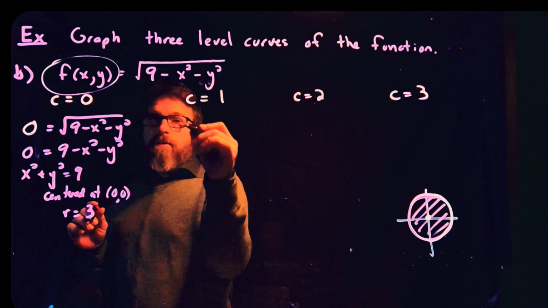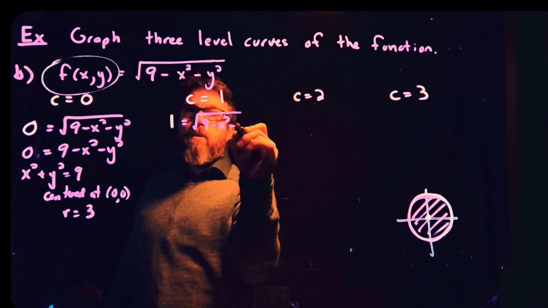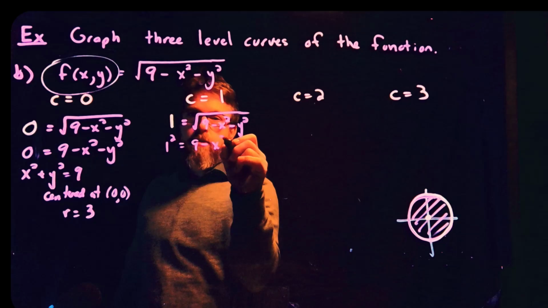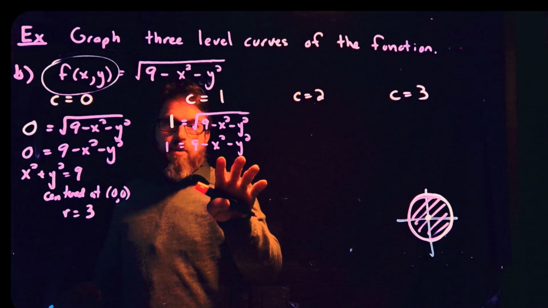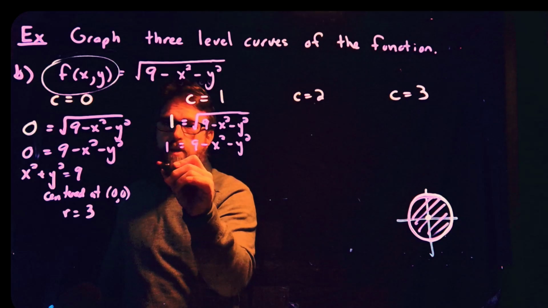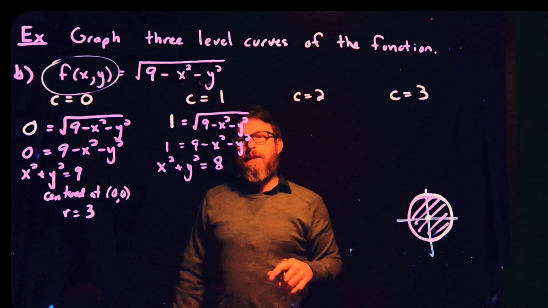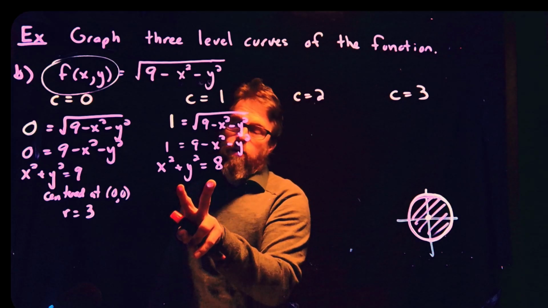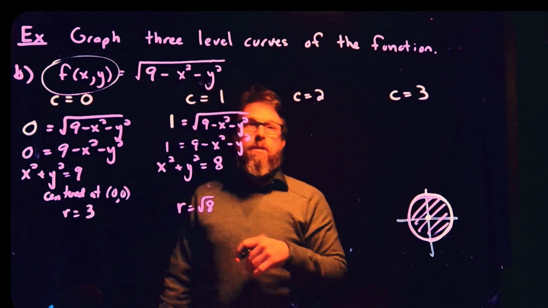Similar, we're going to have f of x, y is 1, equal to the square root of 9 minus x squared minus y squared. So now squaring both sides, 1 squared is equal to 9 minus x squared minus y squared. And 1 squared is 1. So subtracting 1 from both sides, and then adding x squared plus y squared to both sides, we'll have x squared plus y squared is equal to 8. Now, what I was saying that it might not be the prettiest is this is still a circle, but it's got a radius of the square root of 8. So r is going to be equal to root 8. It's still centered at 0, 0.